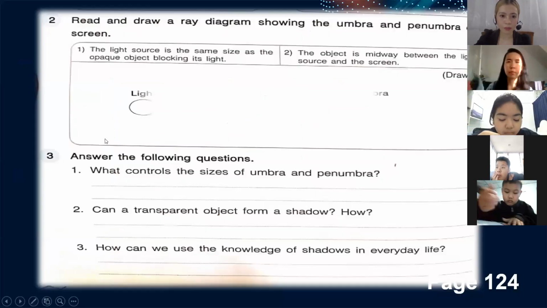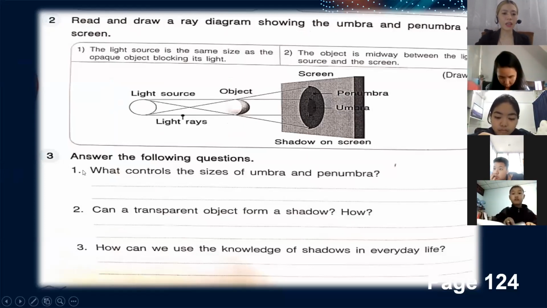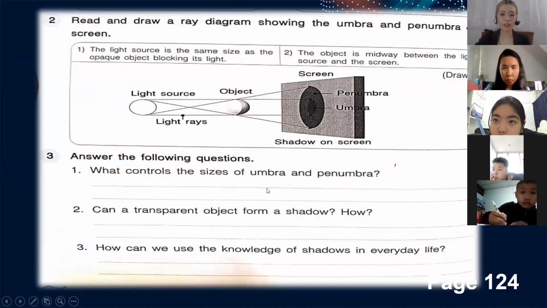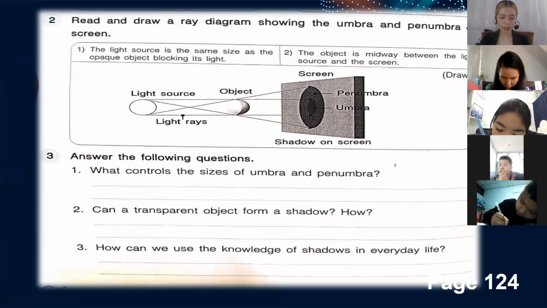Okay, let's move on. Okay, number 3, answer the following questions. Number 1, what controls the sizes of umbra and penumbra? When we move closer and farther from the screen and the light source, right? How do you say that in a sentence?